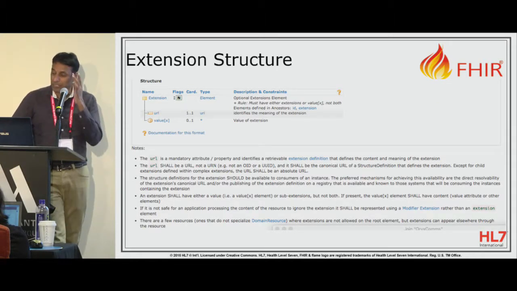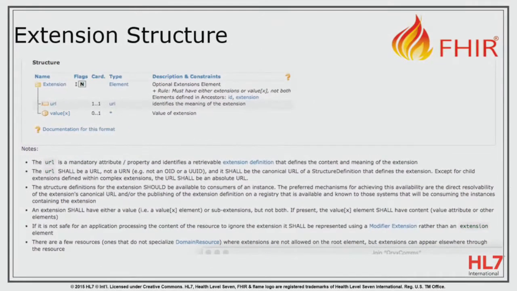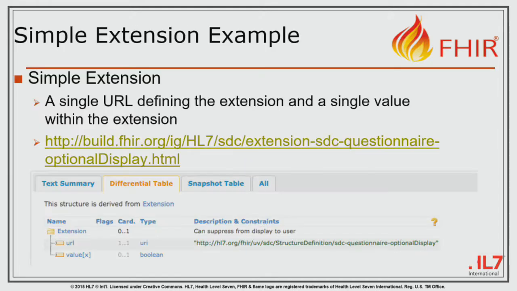So the structure of an extension, this is from the specification itself. A simple extension typically has a URL which identifies the meaning of the extension, and then a single value which is the value of the extension itself. And there is all kinds of information for you on the specification itself that you can read and understand. The best thing to do is actually look at an example and then go from there.